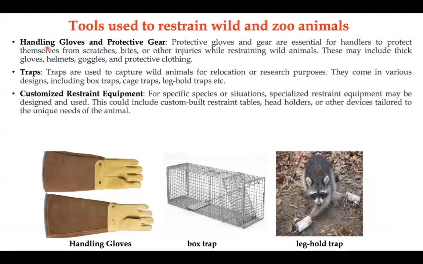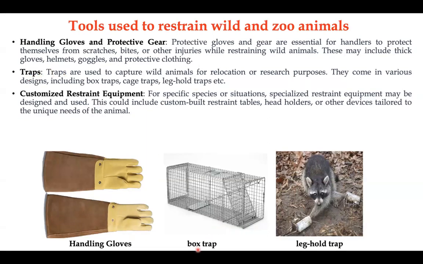Other restraining tools can be handling gloves and protective gear. As you know, gloves, maybe gumboots, goggles, helmets, etc., can be very good protective gear for protecting the handler from injuries. Traps can be a restraining tool as well.